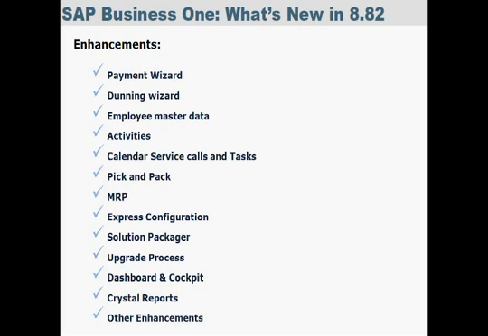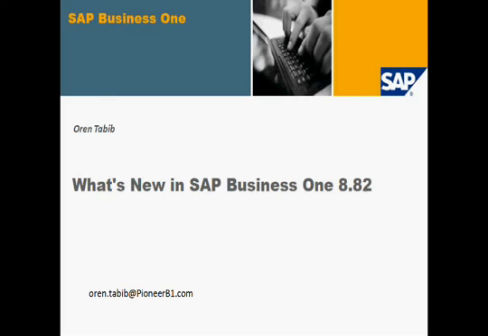So as you can see, there are a lot of enhancements and changes in 8.82. It's a minor release, but it's a big change. If you want to drill down and learn more about the functionalities, there is a document that SAP provides called What's New in SAP Business One 8.82. You can get it from your partners or at the SAP portal.